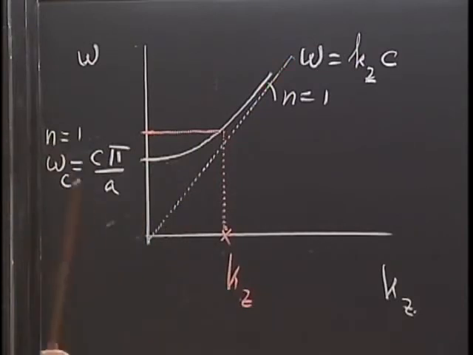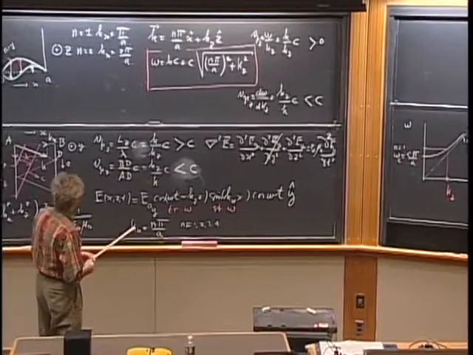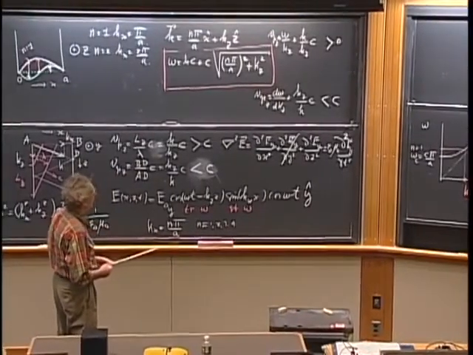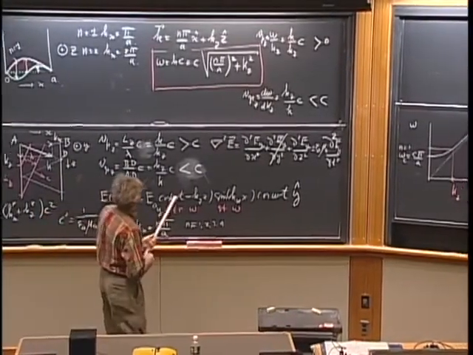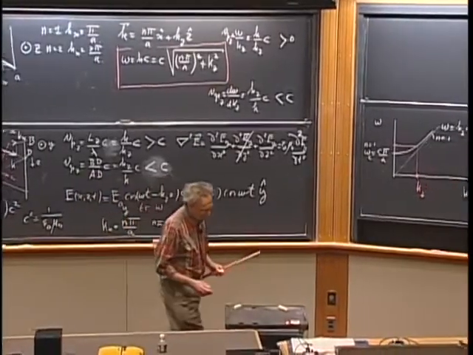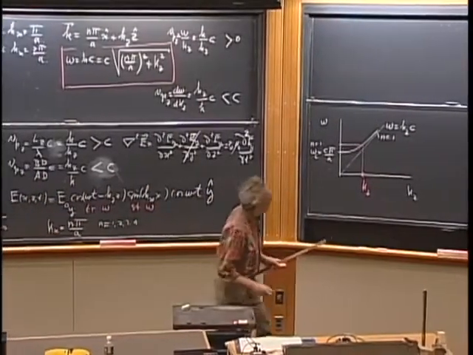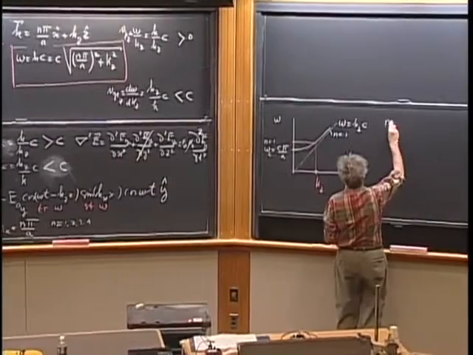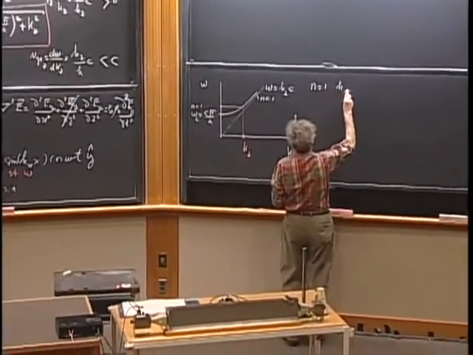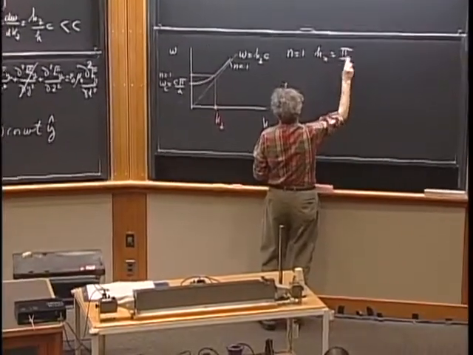The value of kx is non-negotiable. That value for kx must be the value that I had earlier. Where is it? That must be pi divided by a. Let me write that down again. So for n equals 1, kx must be pi divided by a.